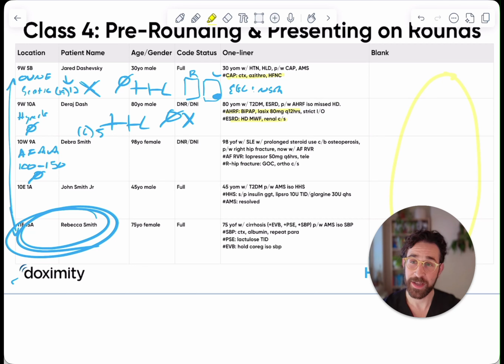You're not, for the labs, saying hemoglobin was 10, stable. Platelets were this, stable. Sodium, this, right? No. Only say the labs you are currently trending and any dramatic changes. And you'll do that for each patient.